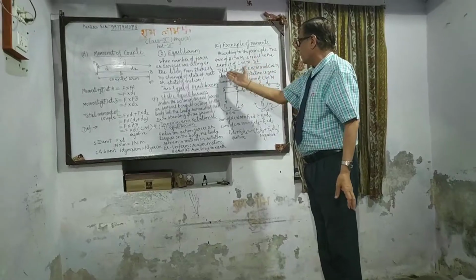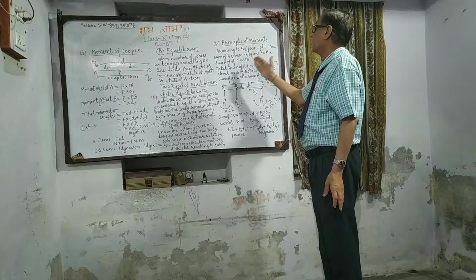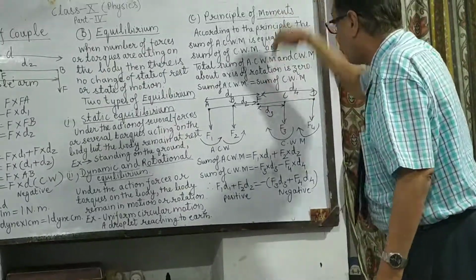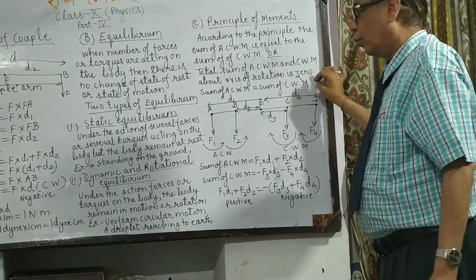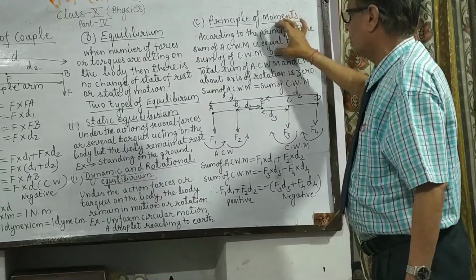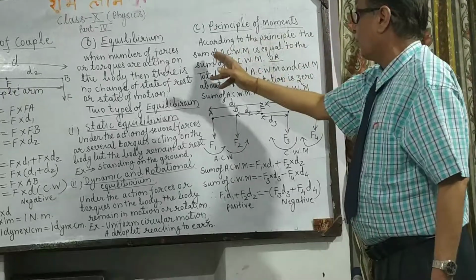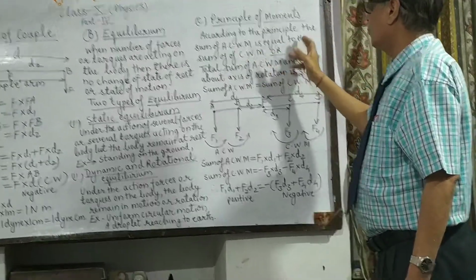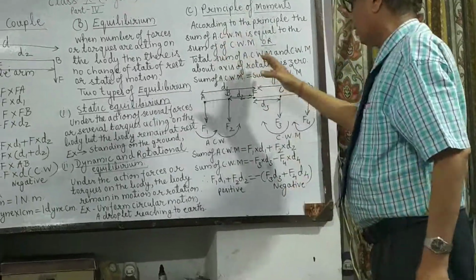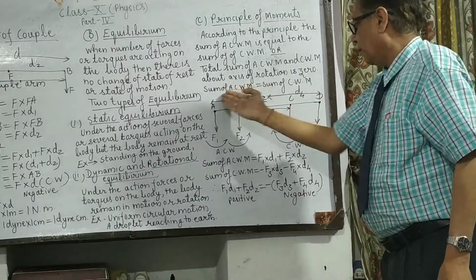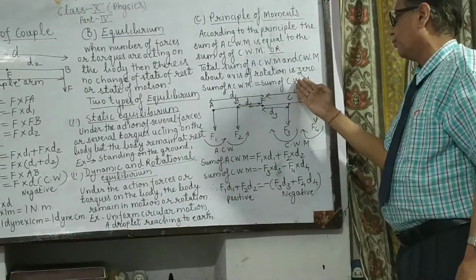According to this principle, the total sum of anti-clockwise and clockwise moments about the axis of rotation is 0. You can write this definition, also this definition. According to this principle, the sum of anti-clockwise moments is equal to the sum of clockwise moments about the axis of rotation, or this one. And mathematically, you will write: sum of ACWM is equal to sum of CWM.